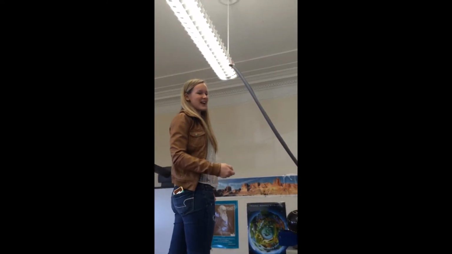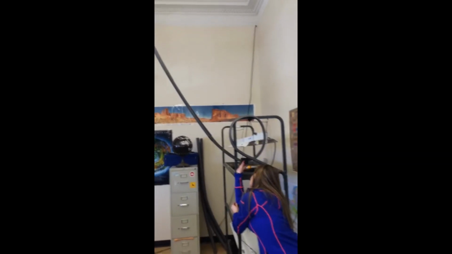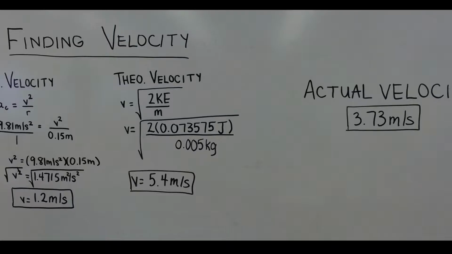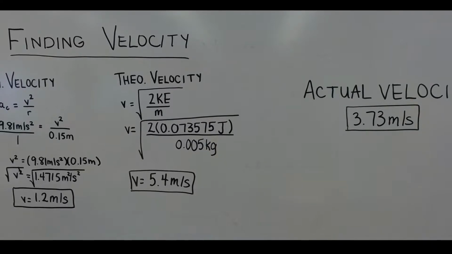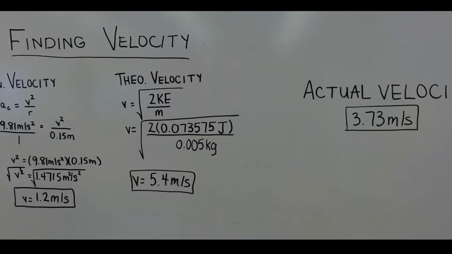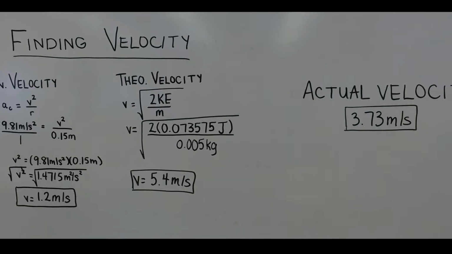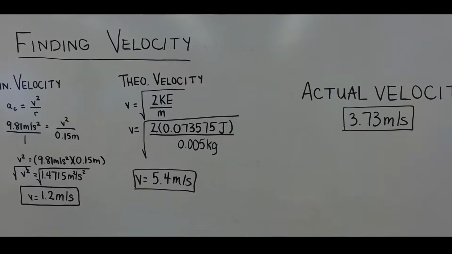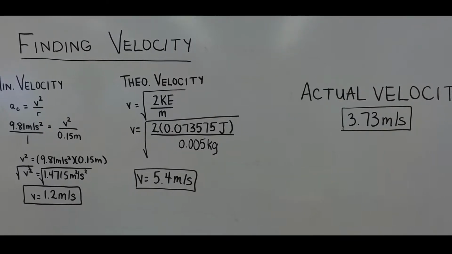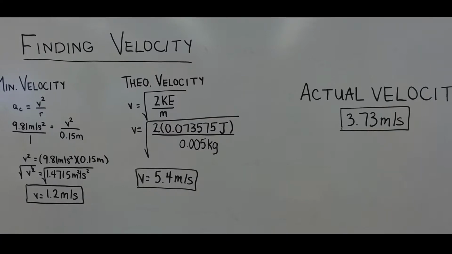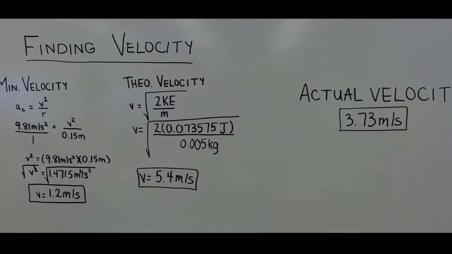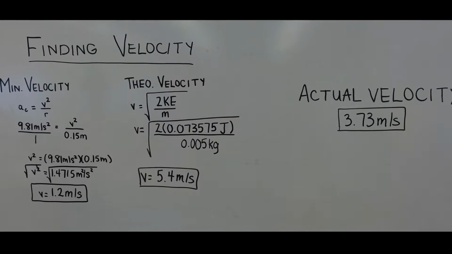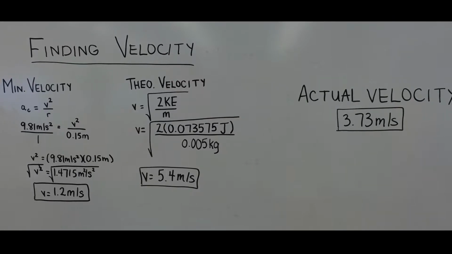Finding the velocity at the bottom of the hill. To find the minimum velocity for the marble to travel around the loop, we use the equation centripetal acceleration is equal to velocity squared divided by the radius. The minimum acceleration that the marble has to be experiencing is 9.81 meters per second squared. The radius of the loop is 0.15 meters, and we're solving for velocity. After plugging all of the numbers into the equation, we result in a minimum velocity of 1.2 meters per second.